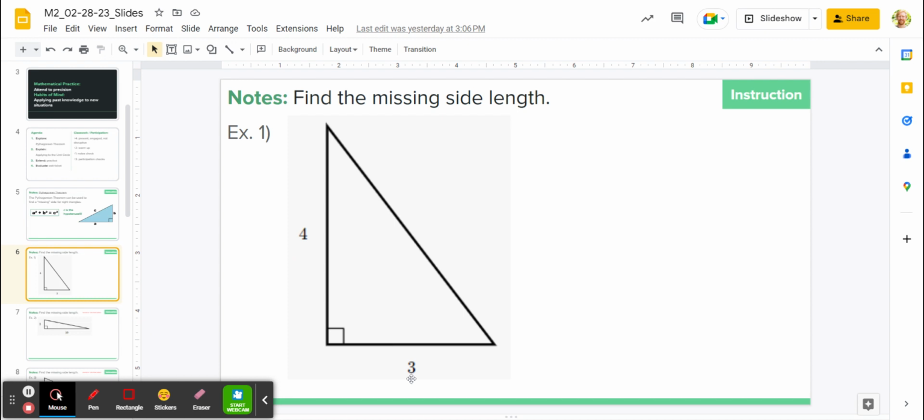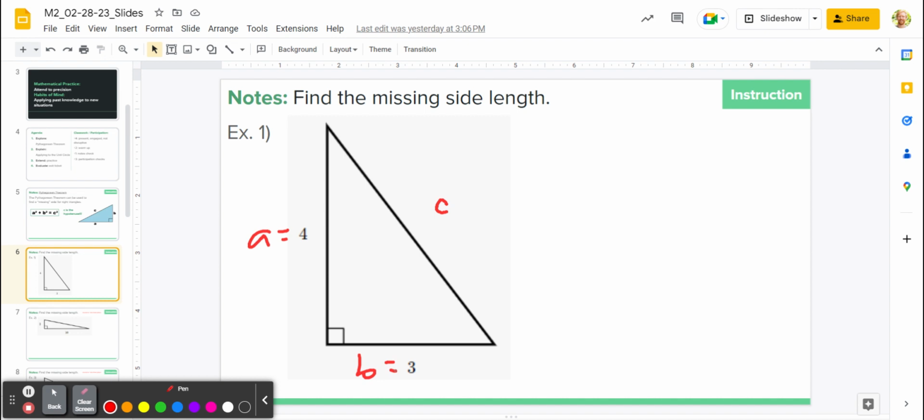We have 4, we have 3, and we have a blank hypotenuse side over here. So the first thing I want to do, if we're going to find the missing side length, is label everything. We know that c has to be the hypotenuse. That's going to be our unknown, what we're solving for. And we can choose a to be equal to 4 and b to be equal to 3. It wouldn't matter if we had switched those around, however.